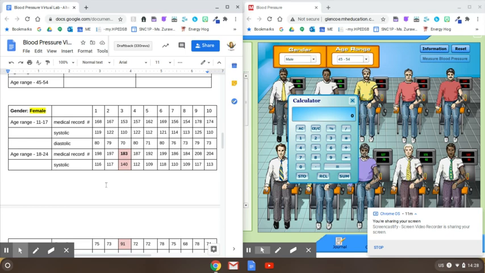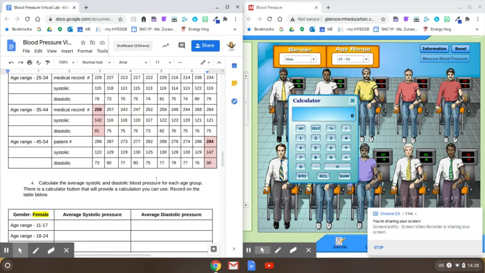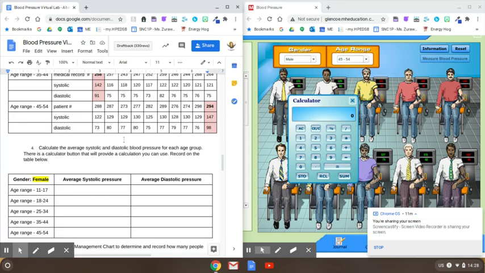Then you're going to look at your females. So same thing with your females. These are the results that I got. Your results might be different. That's fine. But when you do this, you're going to use my results.